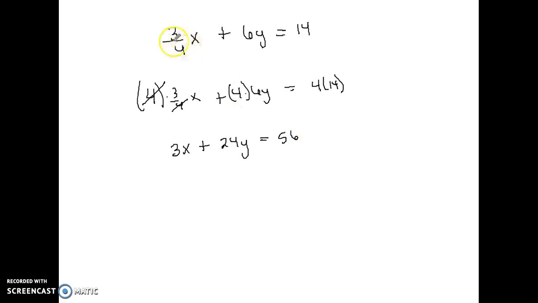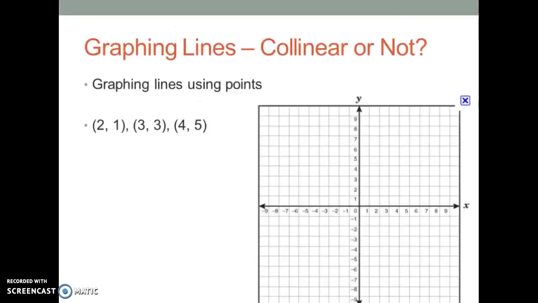So again, to clear that denominator, multiply through by whatever that denominator value is. If you have more than one fraction with different denominators, you have to make sure you multiply by all of the different denominator values.